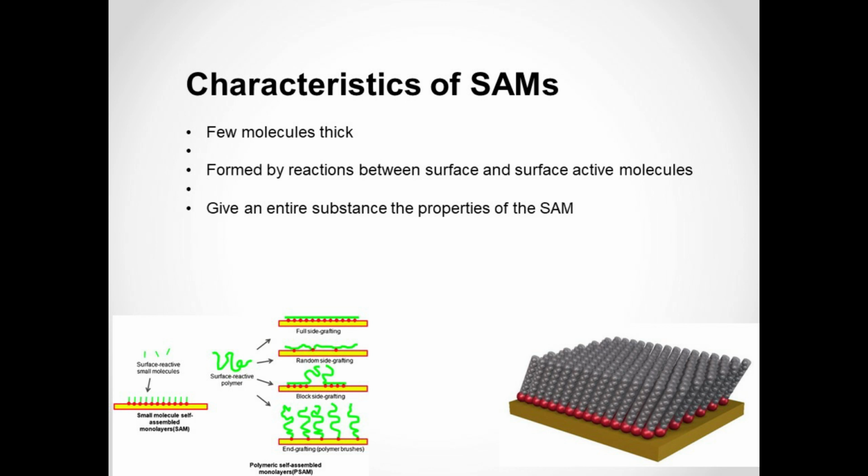For the fourth slide, this slide is about the characteristics of SAMs. The thickness of the self-assembled monolayer is only a few molecules thick. You can refer to the right figure, this is how it looks. It is formed by reactions between the surface and surface active molecules. And this is one of the applications: giving macro surfaces, an entire substance, the same properties by only adding nanometer thick surfaces.